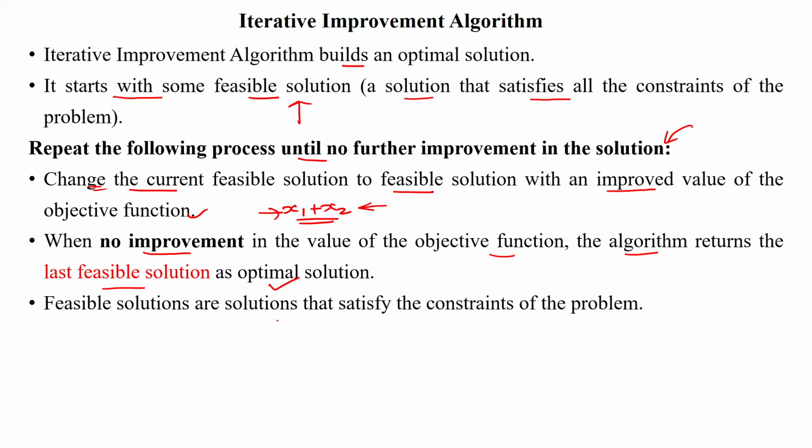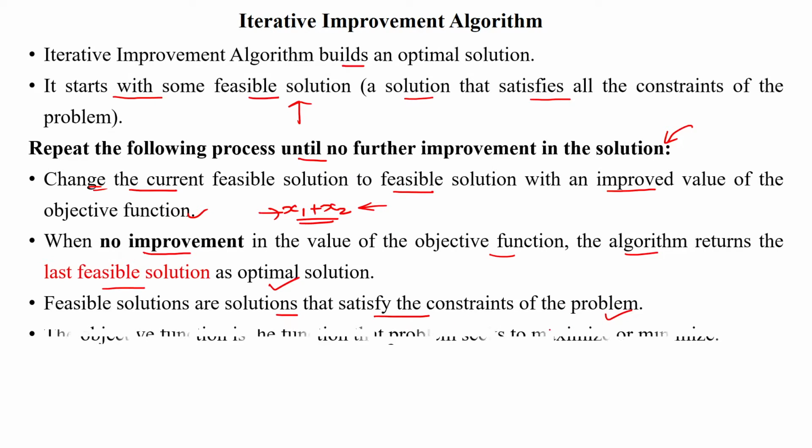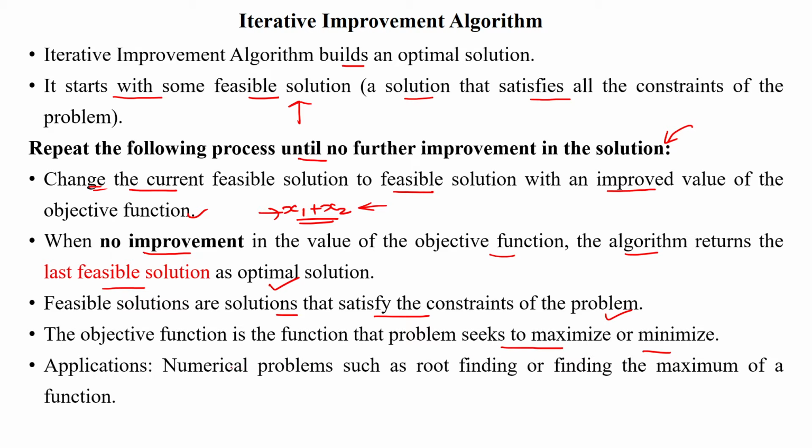The feasible solutions are solutions which should satisfy the constraints of the given problem, and the objective function here will be a maximization function or a minimization function. The applications here: we can use it in numerical methods to find the root of the given problem, or to find the maximum or minimum of profit or loss.